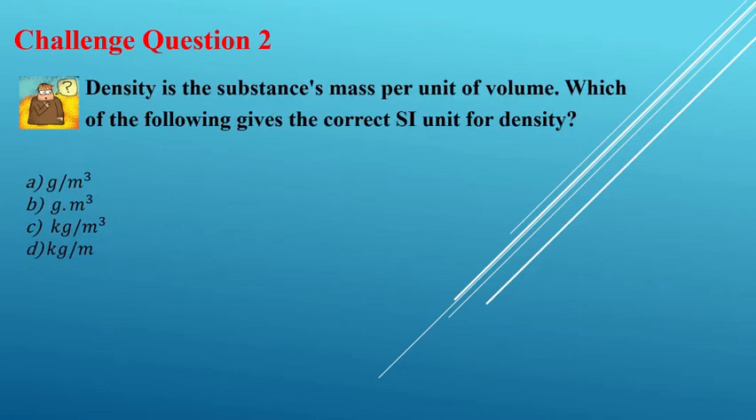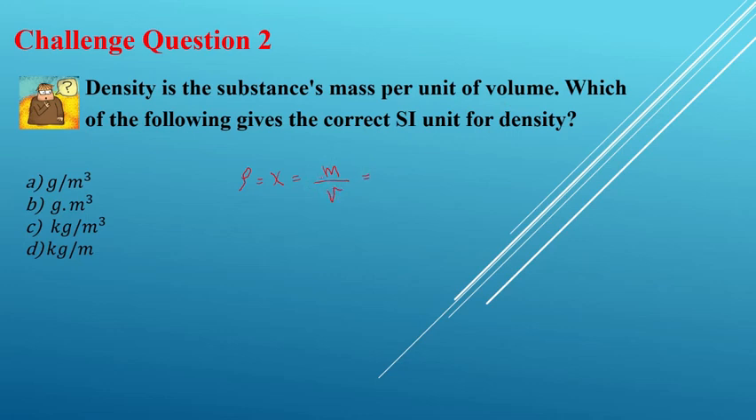Challenge question 2. Density is the substance mass per unit of volume. Which of the following gives the correct SI unit for density? The density symbol is rho, but if you don't know the symbol, you can also show it as an X, like an unknown parameter. It doesn't matter here. It says it's going to be mass. We know the symbol is M for mass, and the volume symbol is V, right?